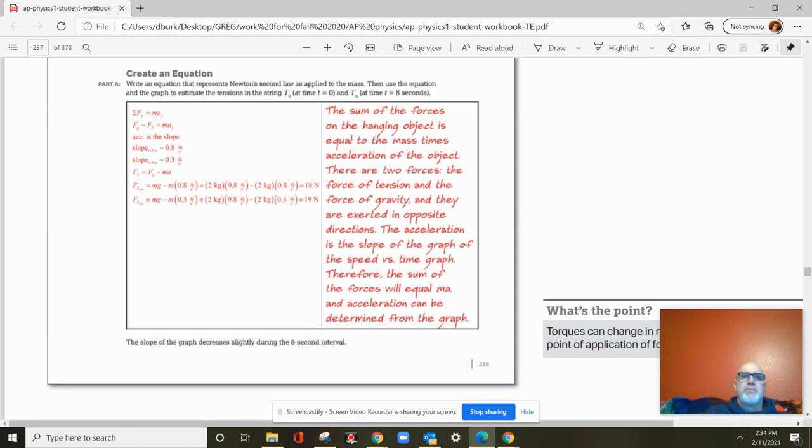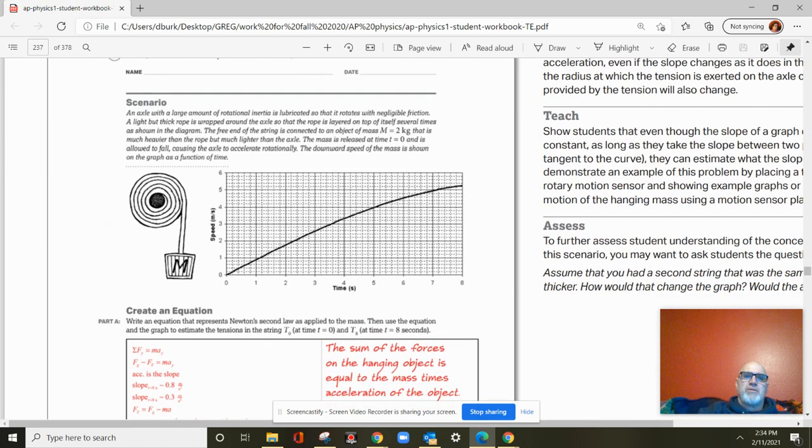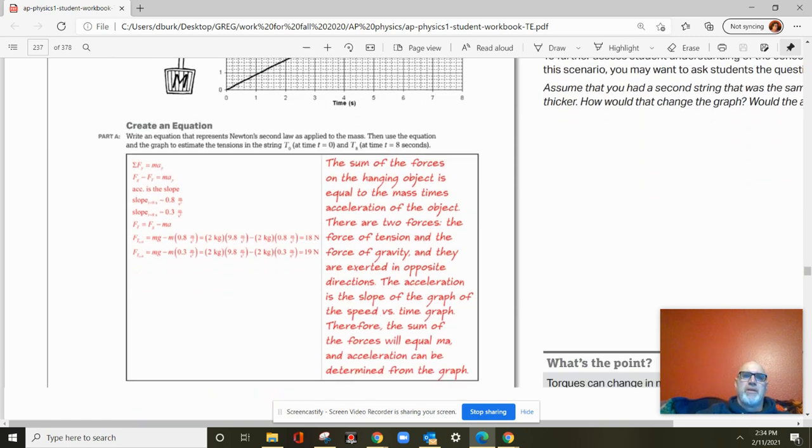So we have F equals ma, gravity and tension equals ma. The acceleration is the slope: the slope is 0.8, the slope is 0.3, depending on where we're at in two different places. So at the beginning it's 0.8, at the end it's 0.3, approximately.